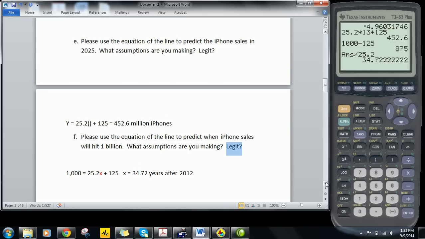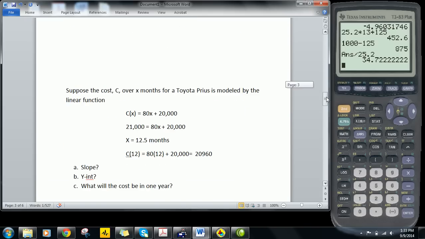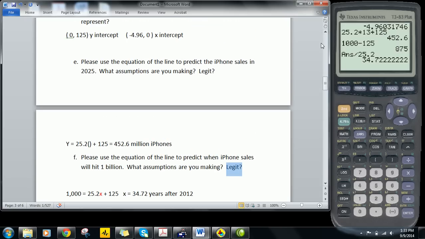Okay, so some things to think about: slope, the function as a line, what it looks like, the x-intercept, y-intercept, how we can use it.